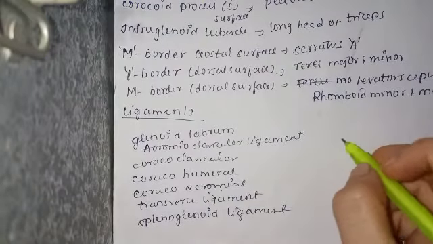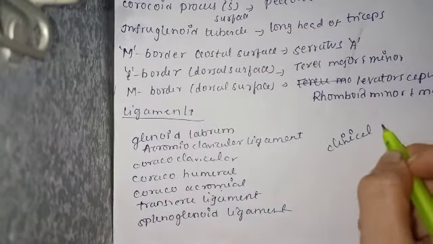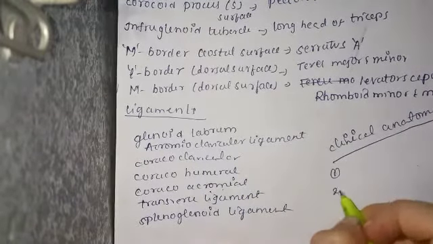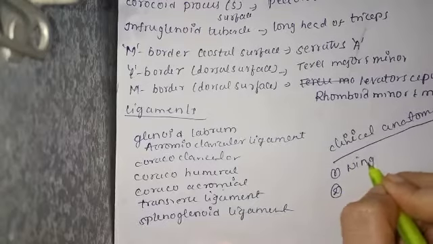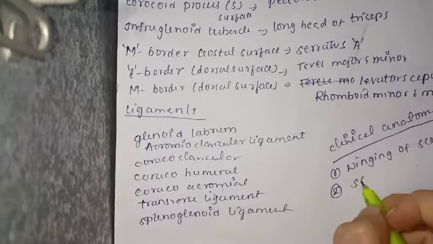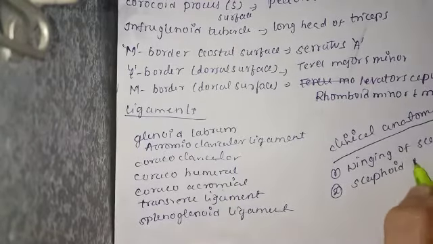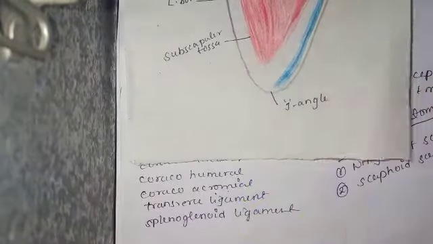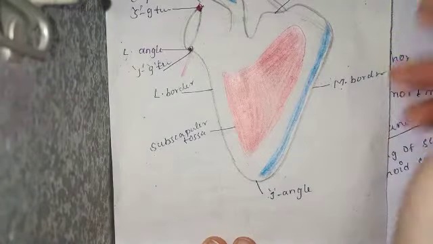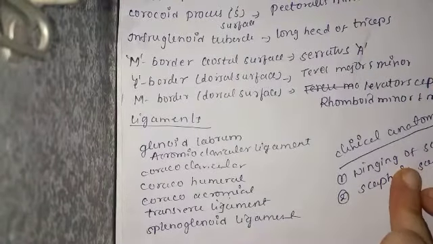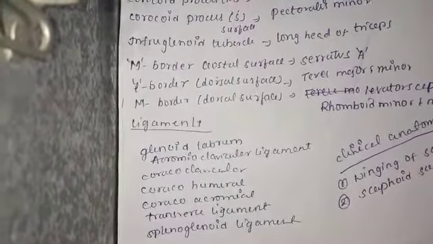Coming to the clinical anatomy, we can see mainly two conditions. What are those conditions? Winging of scapula and scaphoid scapula. Winging of scapula is nothing but, at the medial border we can see the attachment of the serratus anterior muscle. The paralysis of this muscle leads to this condition known as the winging of the scapula.